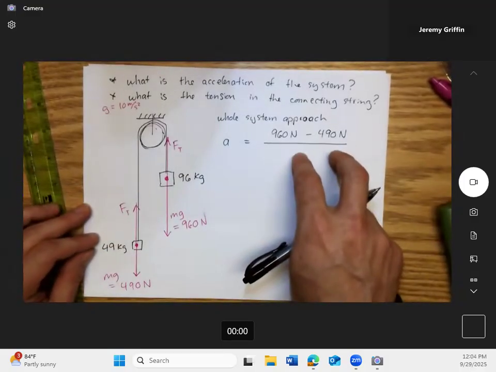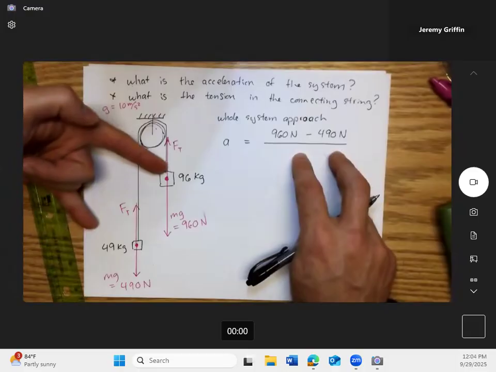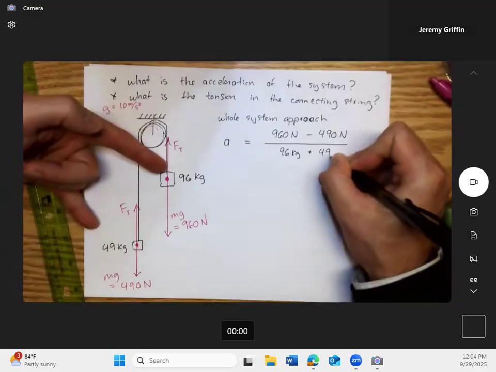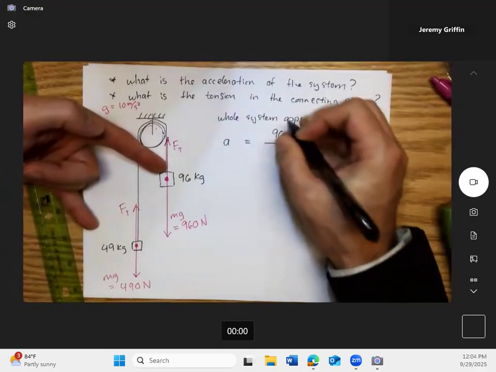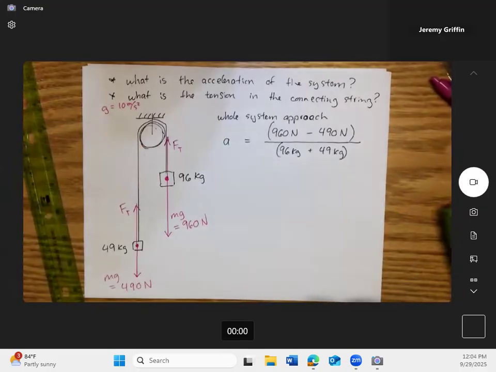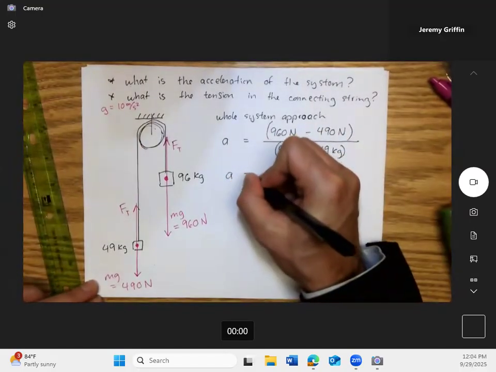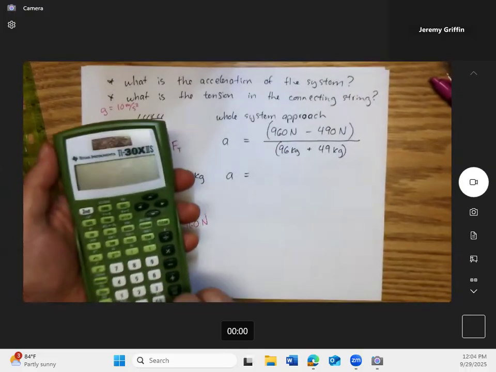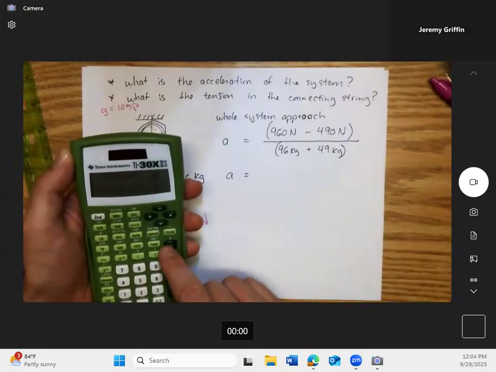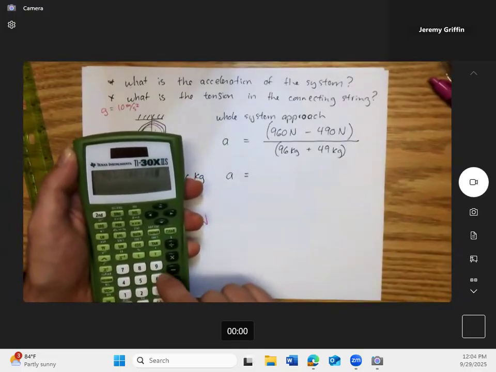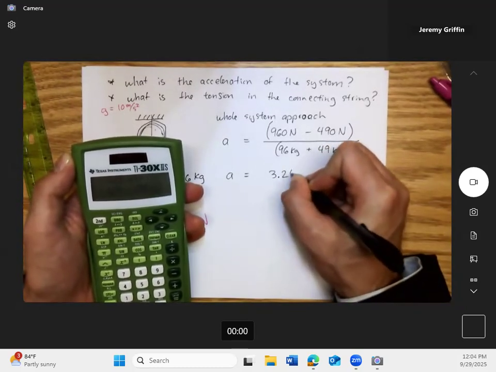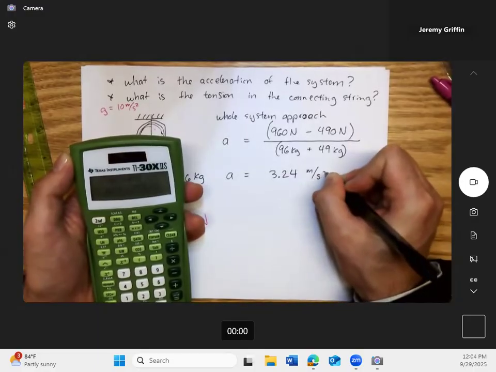But how much mass is being moved around? 96 kilograms plus 49 kilograms. It has to move all that inertia. So this net force in the numerator has to move all this inertia in the denominator, and that's how you get the entire acceleration. So 960 minus 490, all divided by, in parentheses, 96 plus 49. That would be 3.24 meters per second squared.